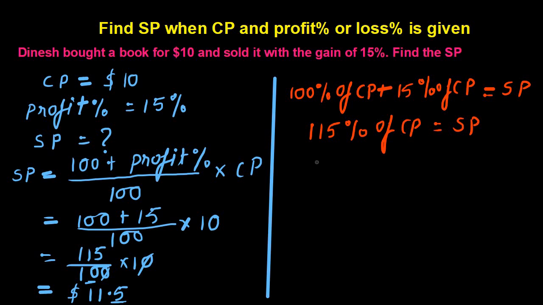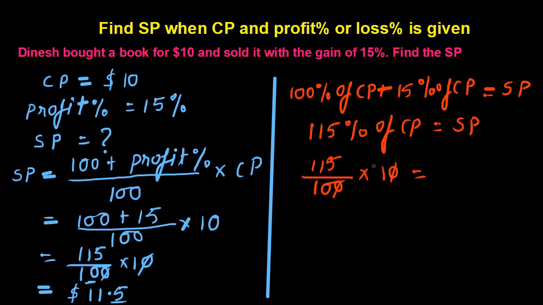115% of CP. Let's write it in a numerical format now. 115. How do we write 115%? 115 upon 100 of, in mathematics, is always multiplication of CP. How much is the CP? 10. Let's find it out.